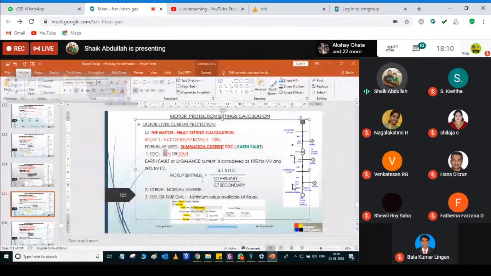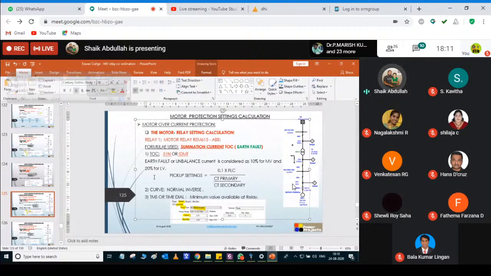So what is the formula? On the MV side, we will consider only 10%, because here the earth fault means one phase gets grounded. During that time, how are we going to give the protection on the phase? You have to give protection against the earth fault on your phase side. So how are we going to calculate?